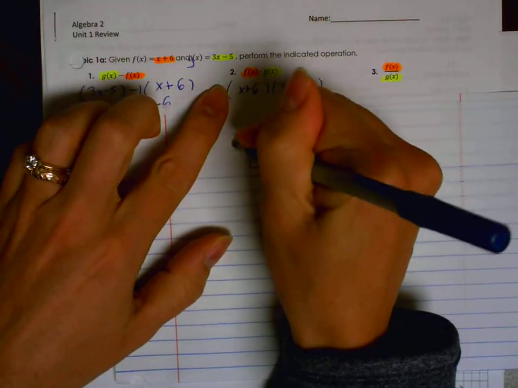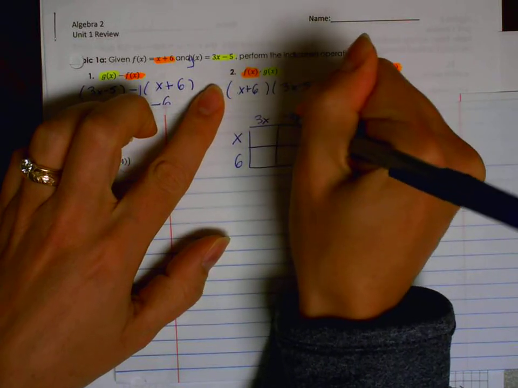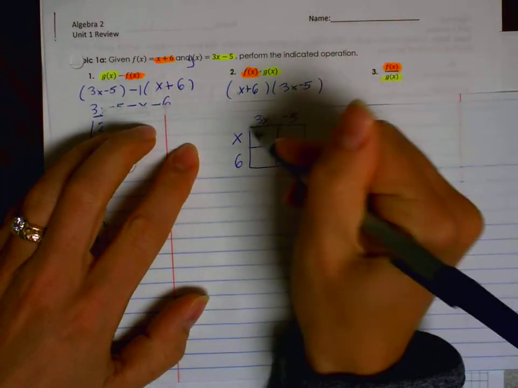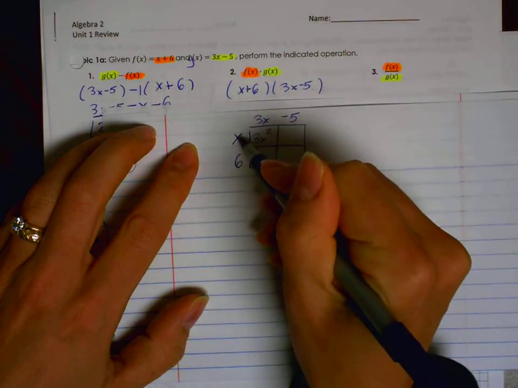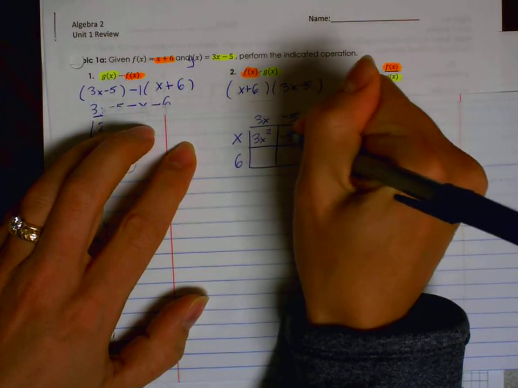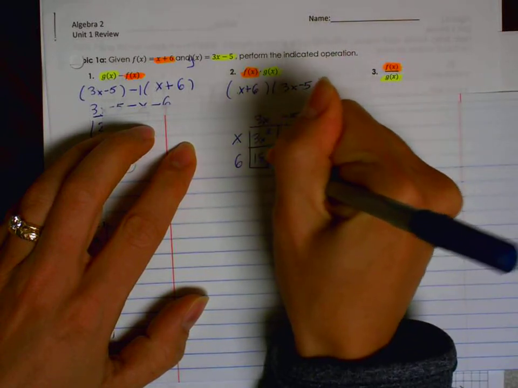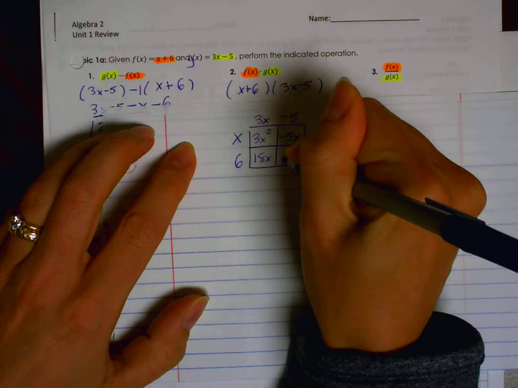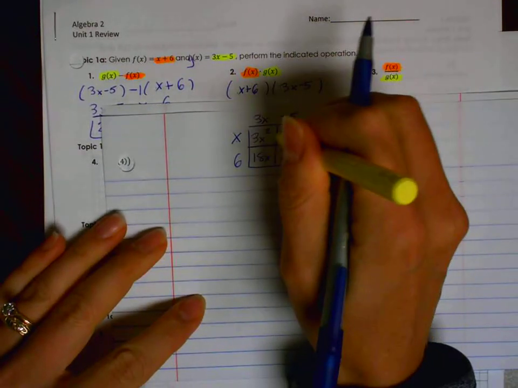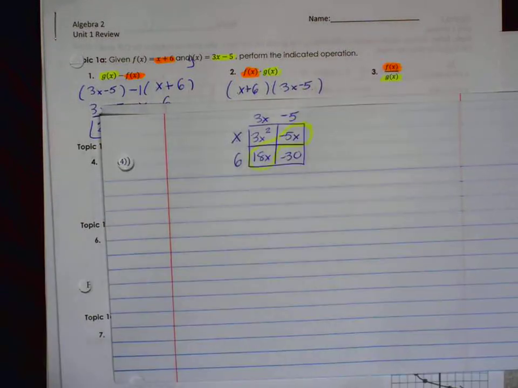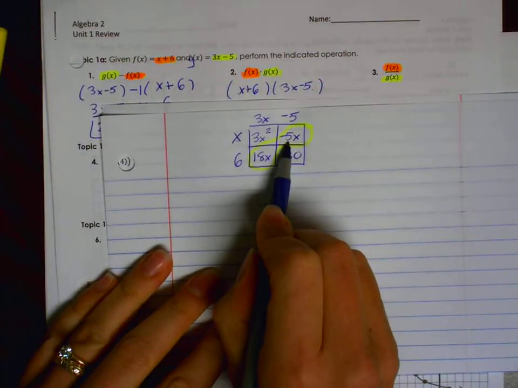So I have x and 6 here, 3x and -5 here, and now I'm doing x times 3x, which is 3x squared. X times -5 is -5x. 6 times 3x is 18x, and 6 times -5 is -30. We do a quick check. We make sure all the boxes are filled, and then I check my diagonals, and I make sure my diagonals are like terms. And they are. 18x and -5x are like terms.